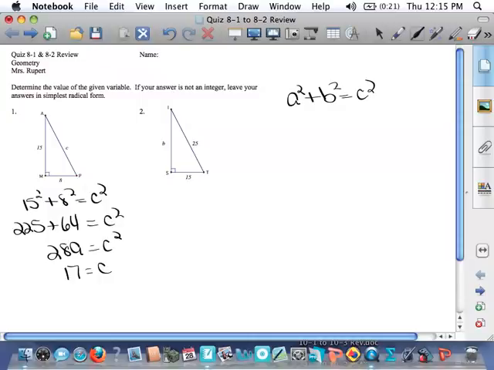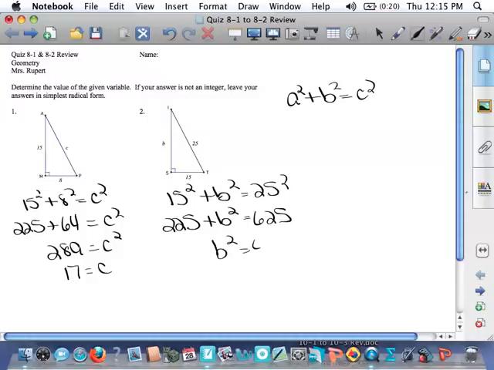The second one is also the Pythagorean theorem, but now we're given the hypotenuse and we're looking for a leg length. So I have 15 squared plus b squared equals 25 squared. So 225 plus b squared is equal to 625. b squared is equal to 400. Again, this is a perfect square. You take the square root and b is equal to 20.